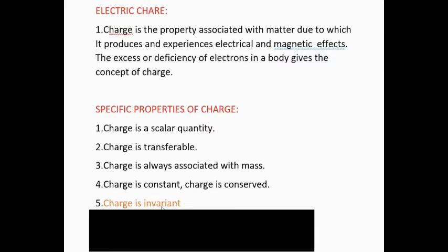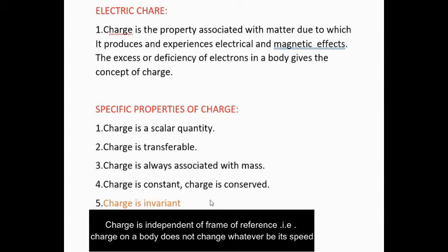Charge is invariant means charge is independent of frame of reference. That is, charge on a body does not change whatever be its speed. Whatever be its speed, it doesn't change. So charge is always a fixed one.